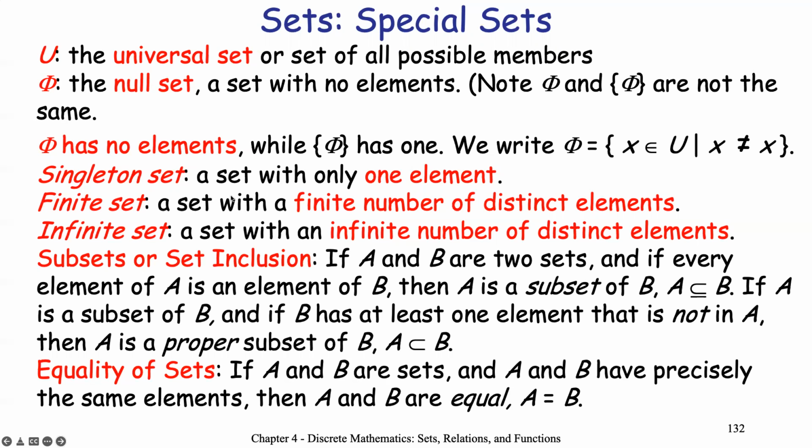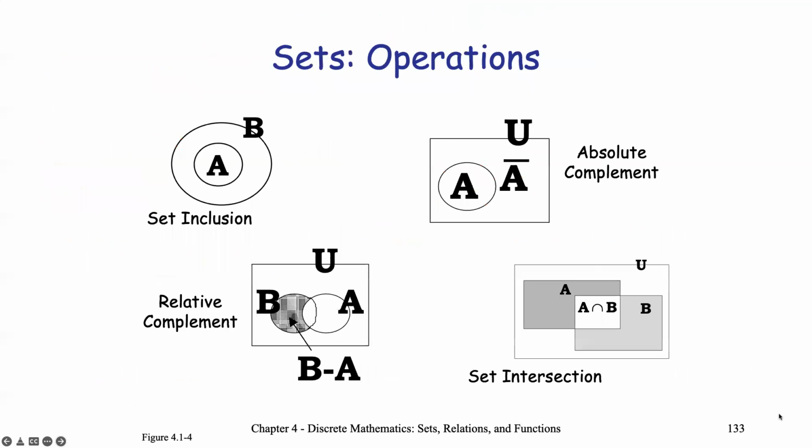A singleton set is a set where there's only one element. A finite set is where there's only a finite number of distinct elements. You can have an infinite set, where you can have a series of some sort that results in an infinite number of elements. You can have subsets or sets of inclusion, and then you can have equality of sets. And so those are some possibilities in terms of special sets that we may bump into.